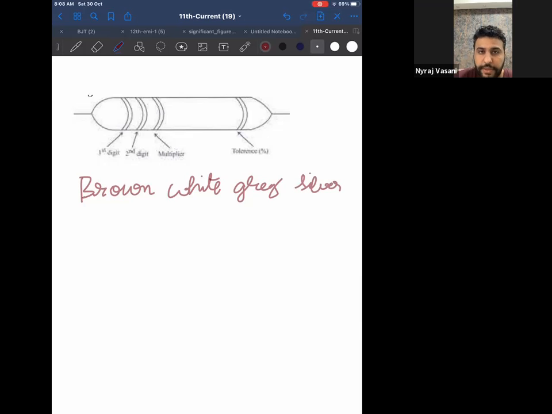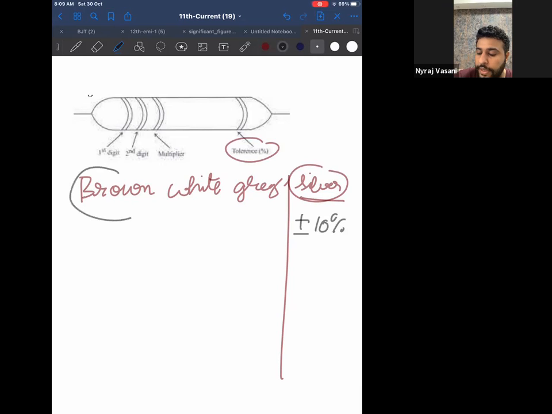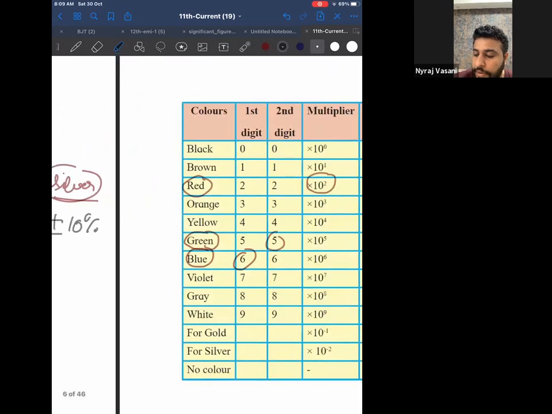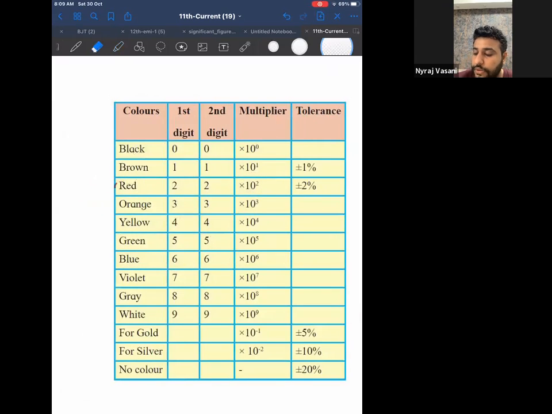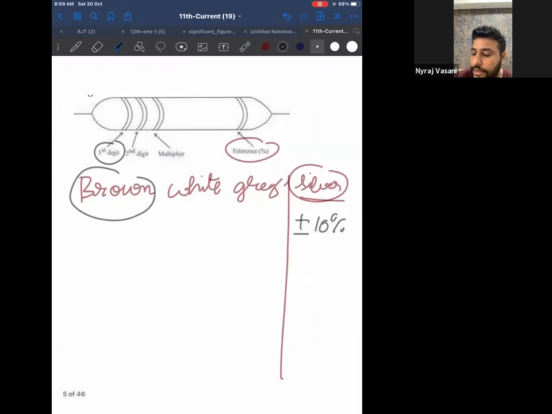Brown, white, gray, silver. So now what I'll do is I will divide the first 3 colors and the last color. The last color will give me the tolerance. What is the tolerance of silver? Tolerance of silver is plus or minus 10%. So brown is the first digit, correct? Under brown, the first digit is 1. Therefore, can I say this is 1?